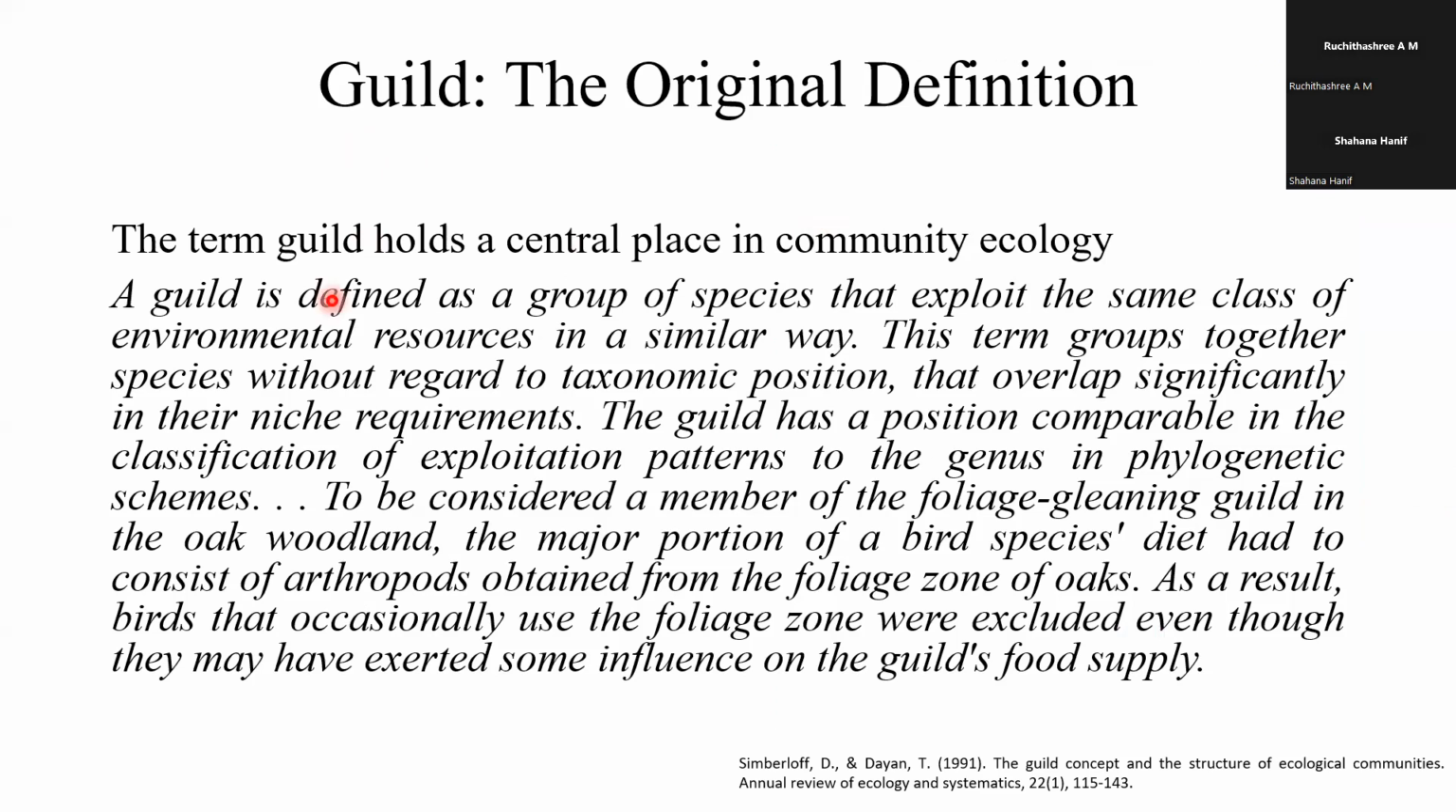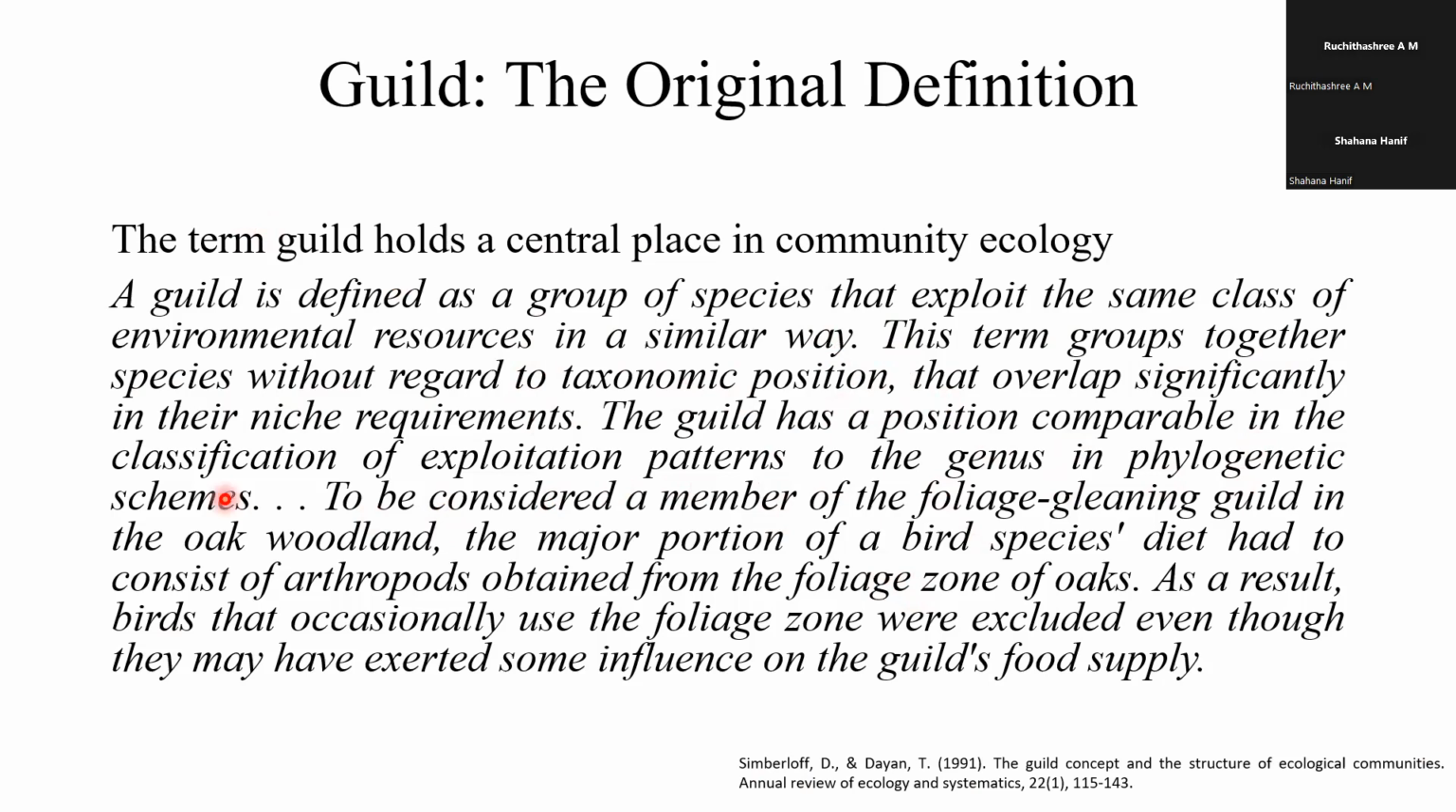Because I took this definition from this paper, Simberloff and Dayan, 1991. They describe a guild as a group of species that exploit the same class of environmental resources in a similar way. This term groups together species without regard to taxonomic position. So you can see it won't regard the taxonomic position. One guild can hold a spider and also an ant. It won't always stick to one taxonomic group. And again, the guild has a position comparable in the classification of exploitation patterns to the genus in phylogenetic schemes.